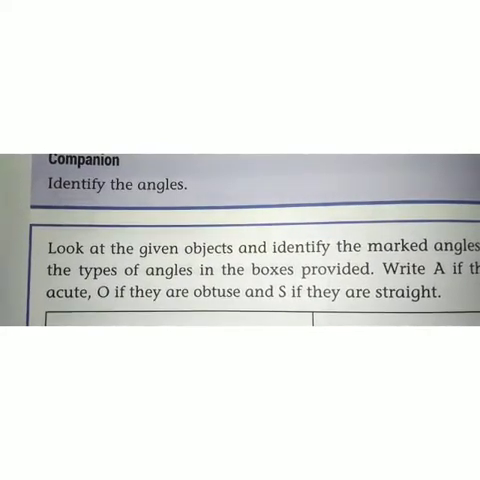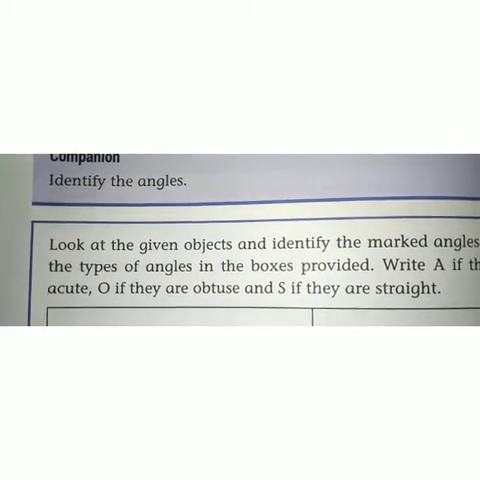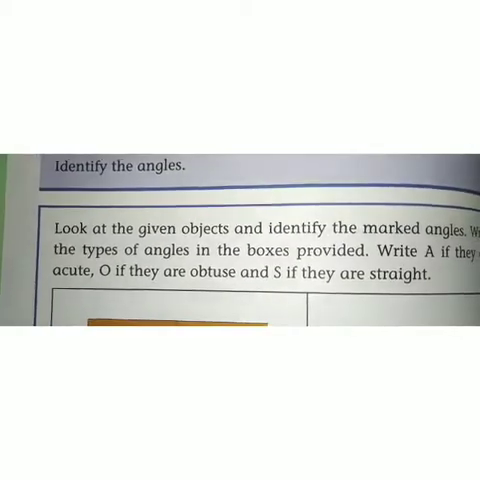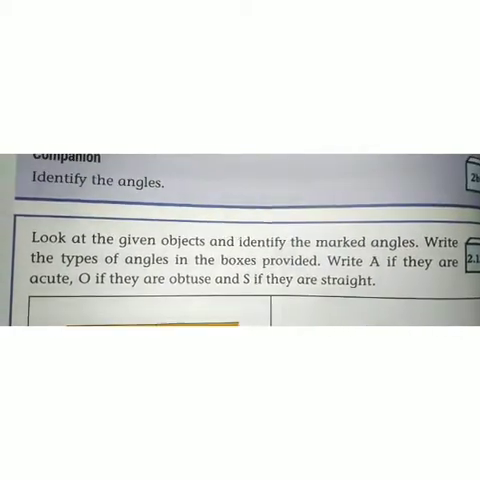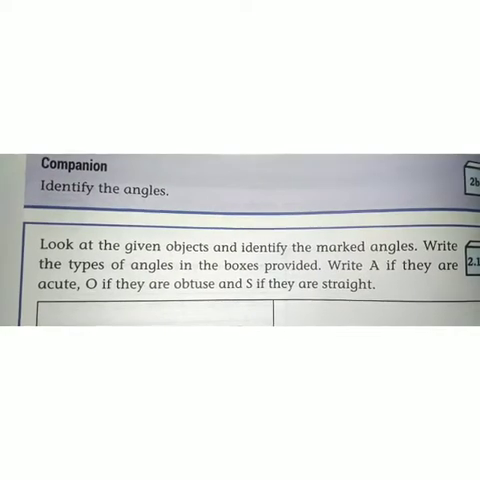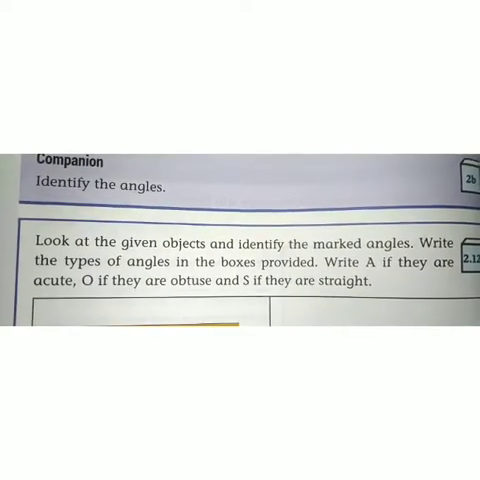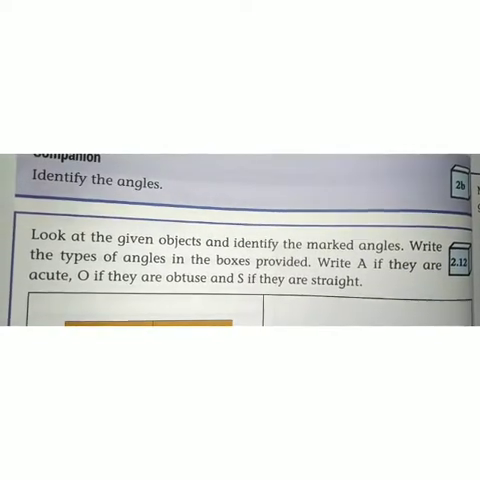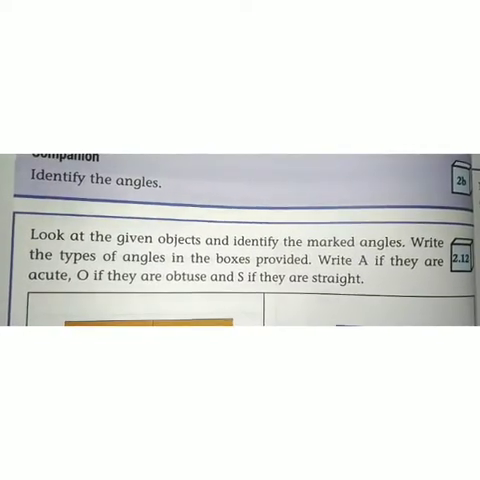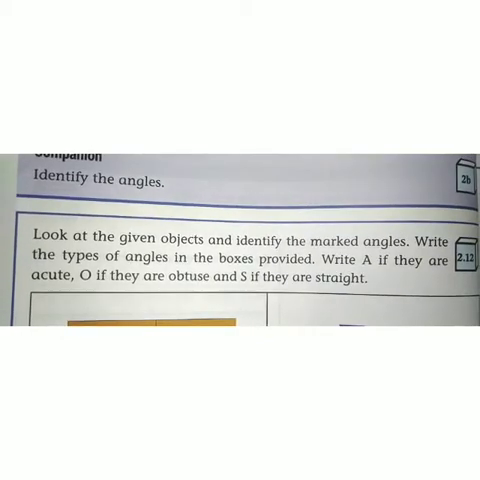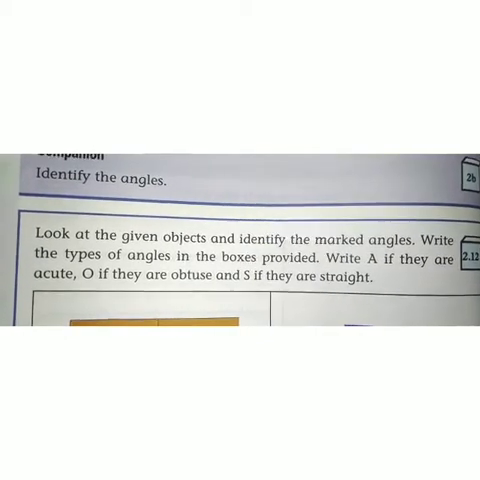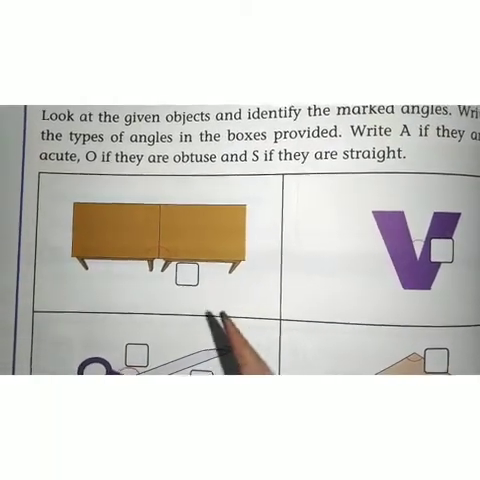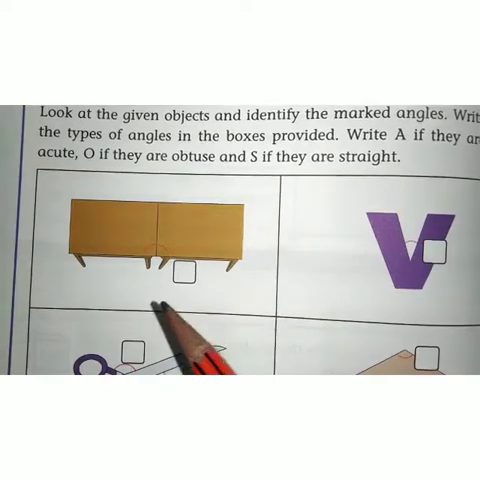Before going to see the objects, we have to look at what we are going to write. Look at the given objects and identify the marked angles. Write the types of angles in the boxes provided. Write A if they are acute. Write it as O if they are obtuse, and write it as S if they are straight. I explained the first two objects, remaining you have to do it by yourself, children.